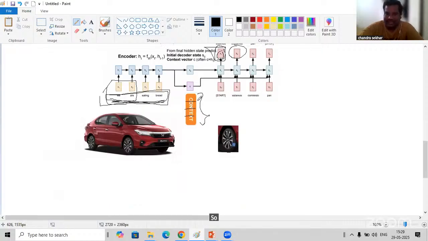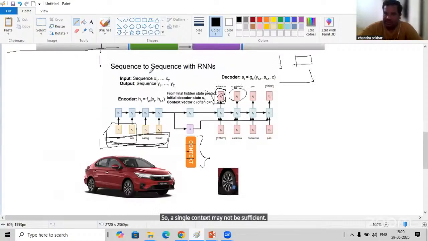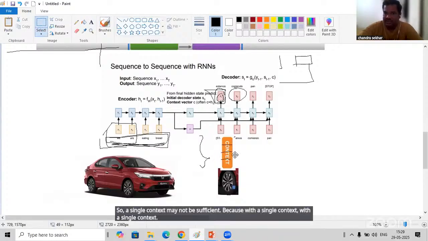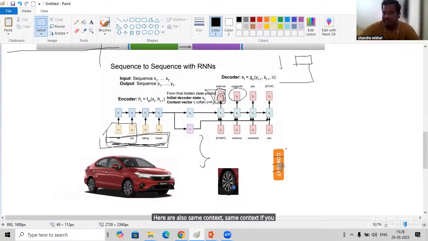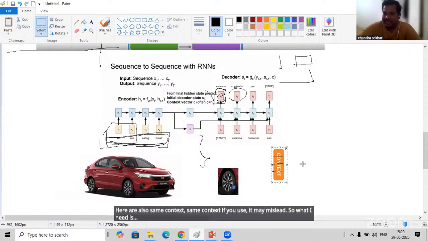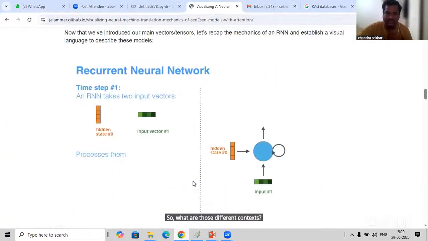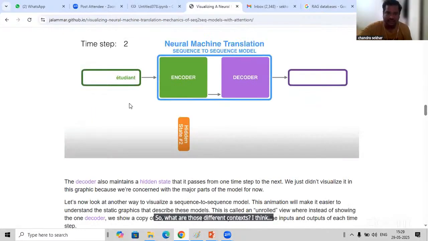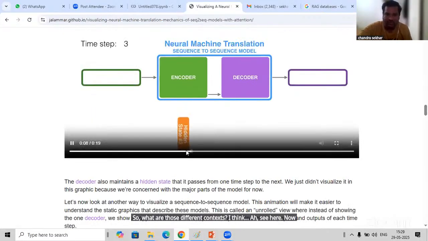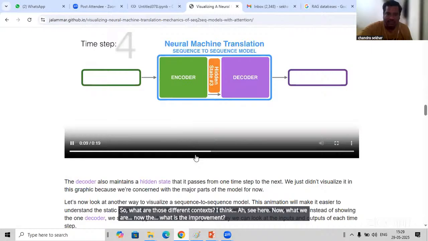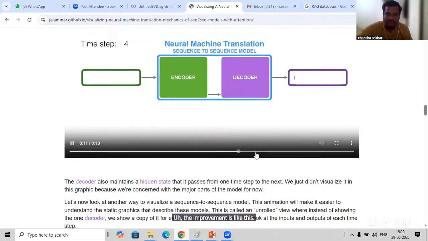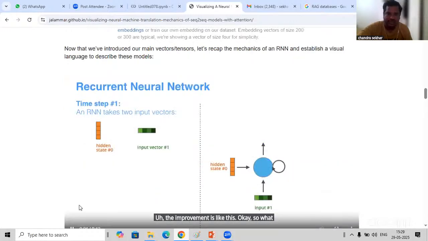A single context may not be sufficient, because if you use the same context here also, it may mislead. So what I need is different contexts. What are those different contexts? See here. Now what is the improvement? The improvement is like this. What improvement did they make?